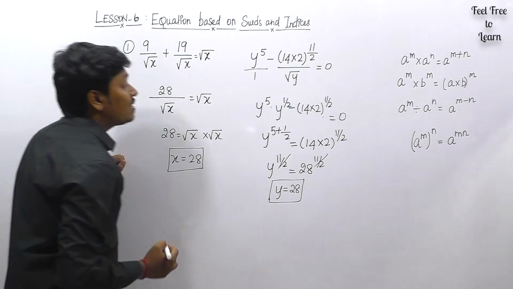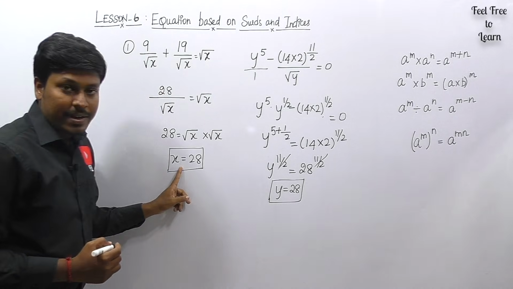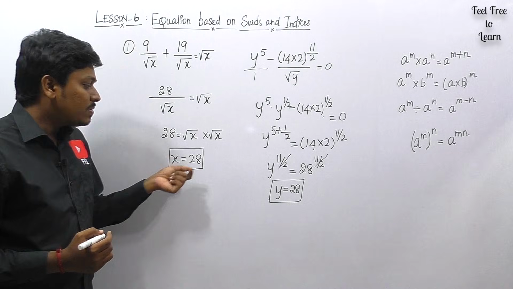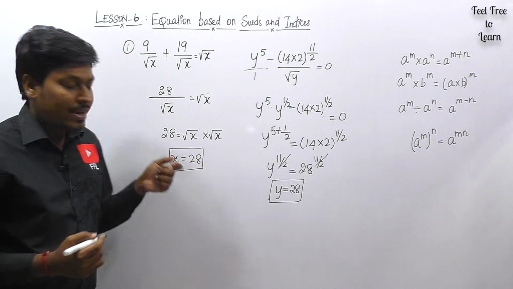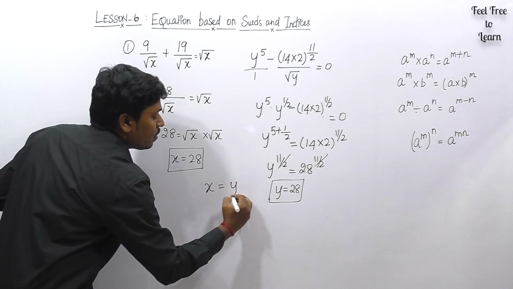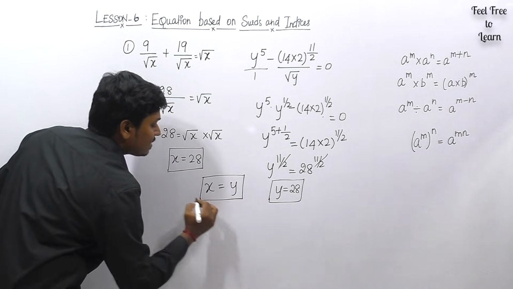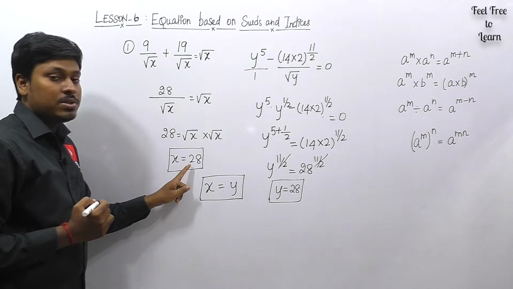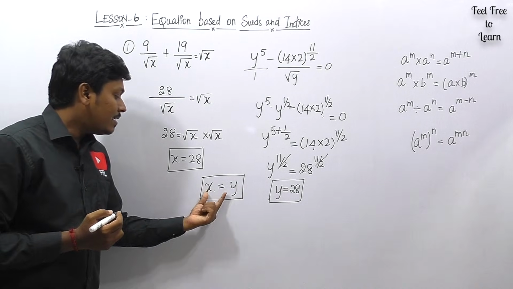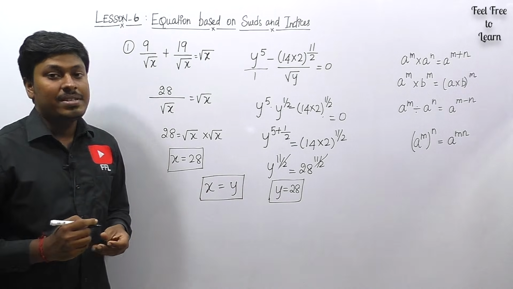So friends, by using the first expression we got x is equal to 28. By using the second expression we got y is equal to 28. Now we need to say what is the relationship between x and y according to lesson number 1, 2, 3 like that. So finally the relationship will be x equal to y, because x value is also 28, y value is also 28. So finally we can say that the answer is x equal to y for question number 1.